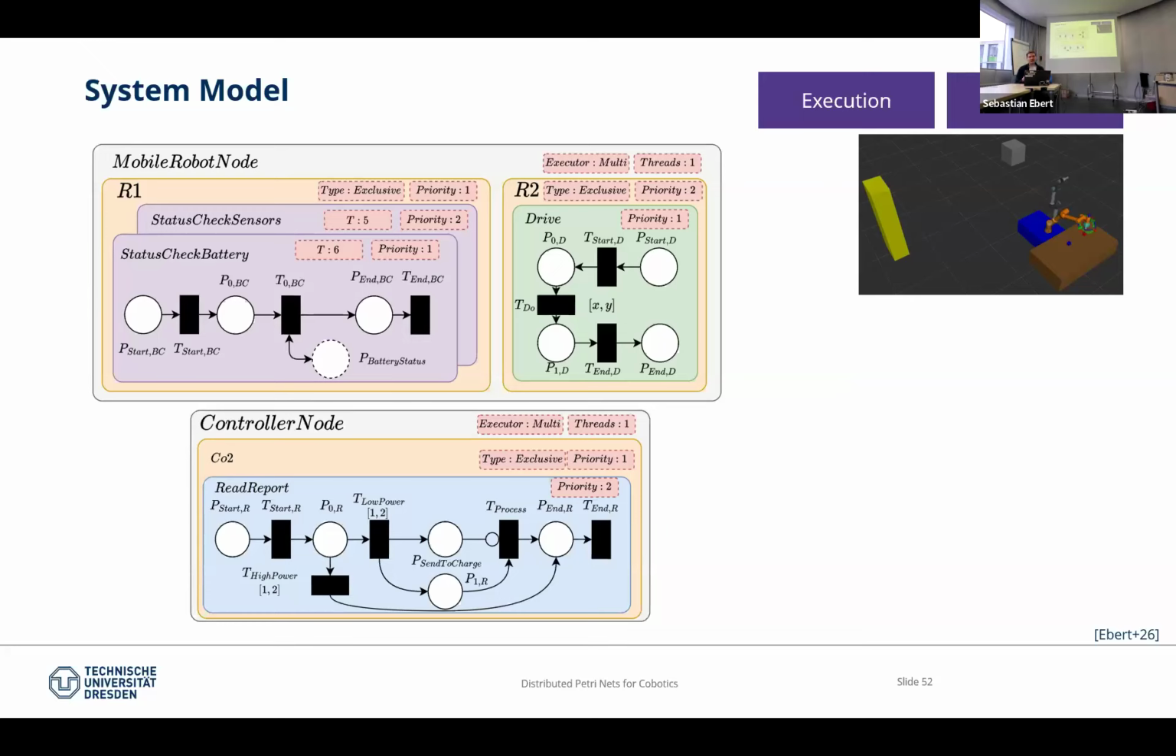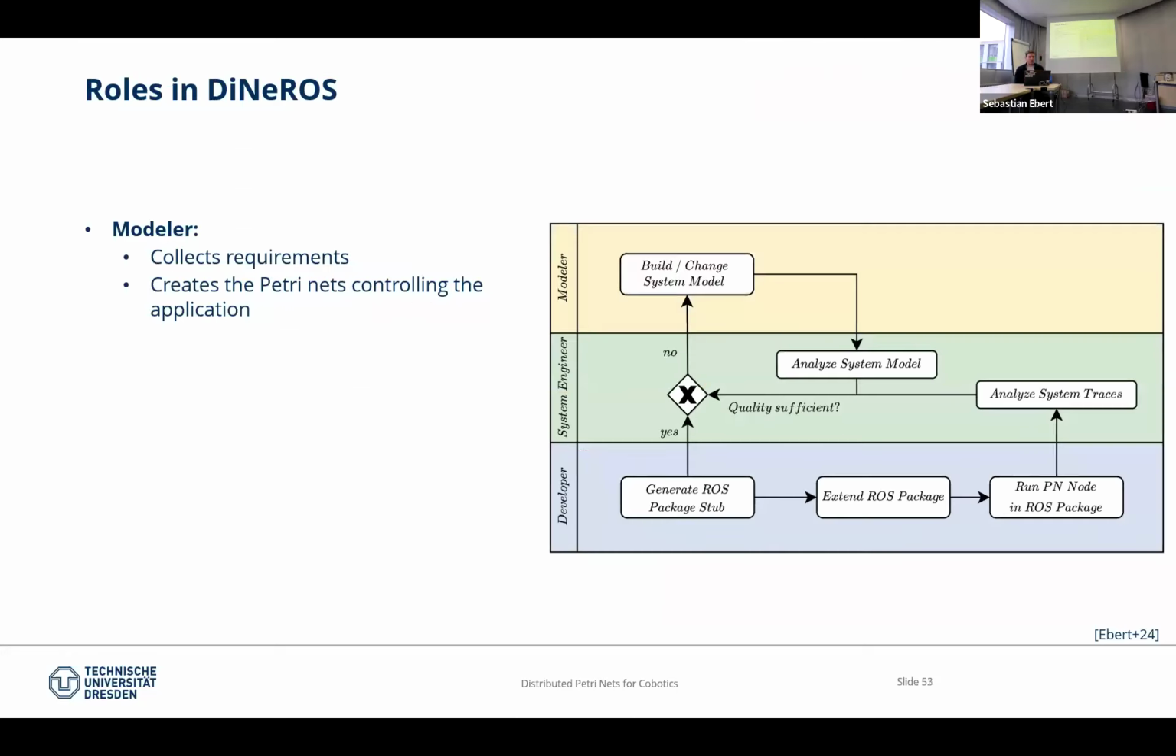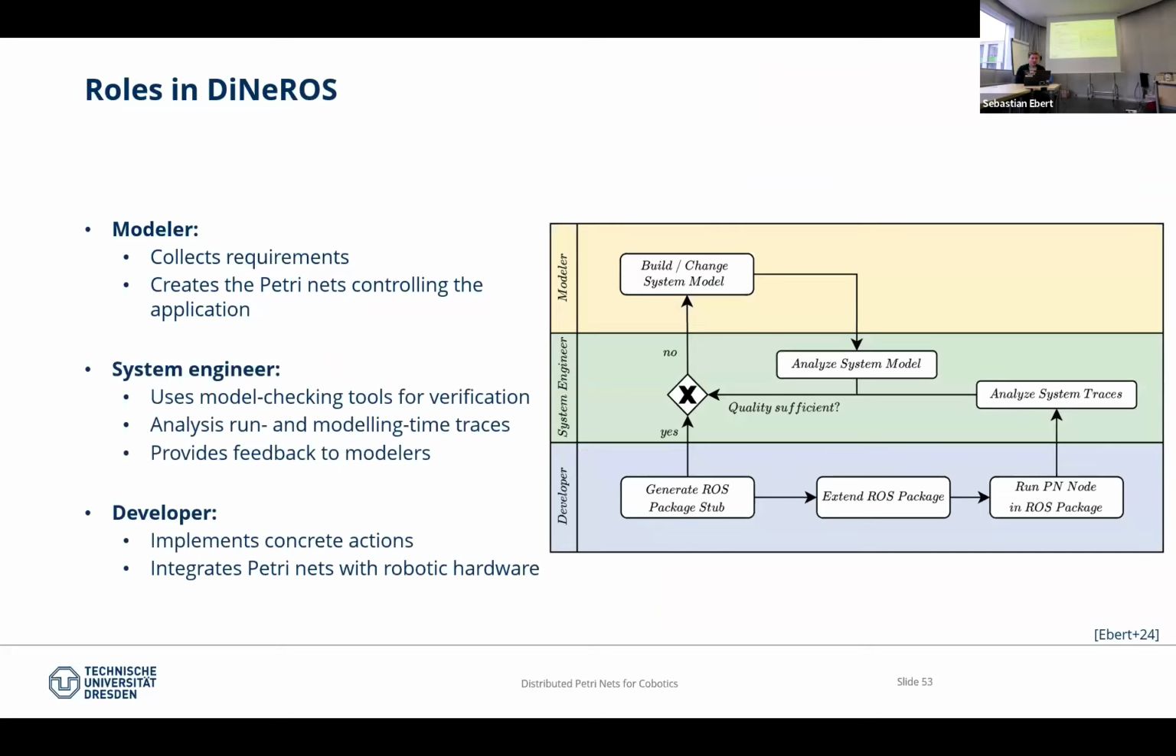So that's basically how we model such a system. That's how we model nodes, how we connect them, how we adapt. So how do we integrate it in a model-driven chain in the end? And to do that, we defined here 3 roles, which is the modeler, the system engineer, and the developer. The modeler does what we just saw. He creates such a model. The system engineer, he's responsible for model checking such a model.